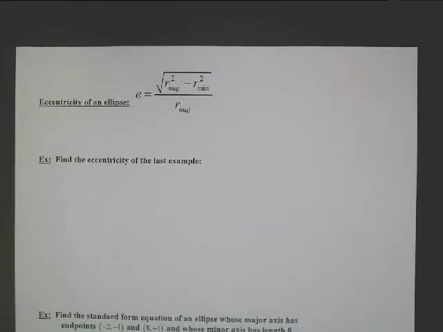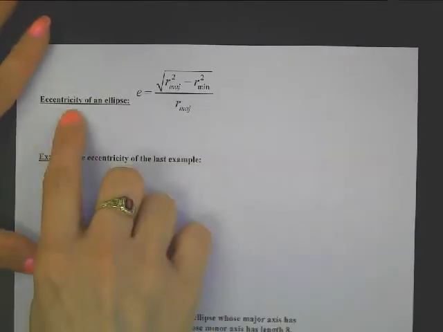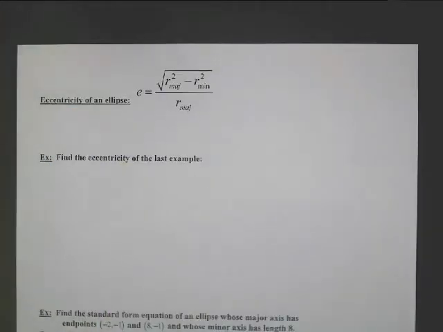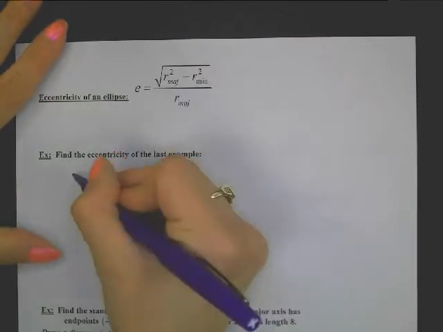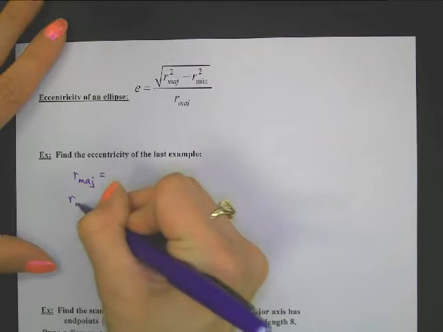Okay. Now that we know what an ellipse is, let's talk about the eccentricity. Remember, that's a number that kind of defines the shape. And here's how you can calculate the eccentricity. Okay, so for that last example, I need to know the major and the minor. So R major and R minor.